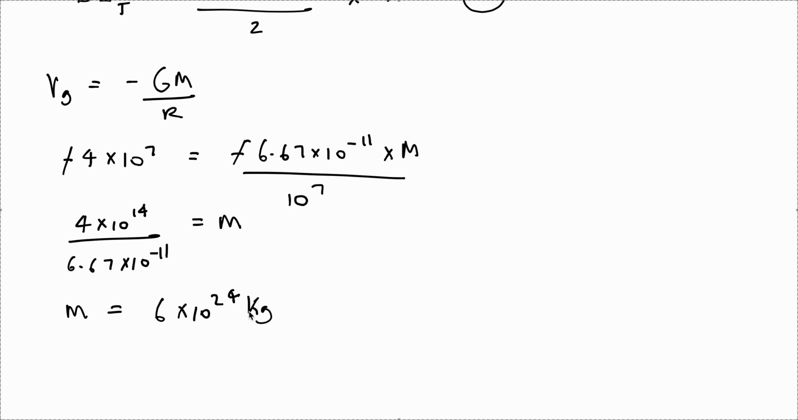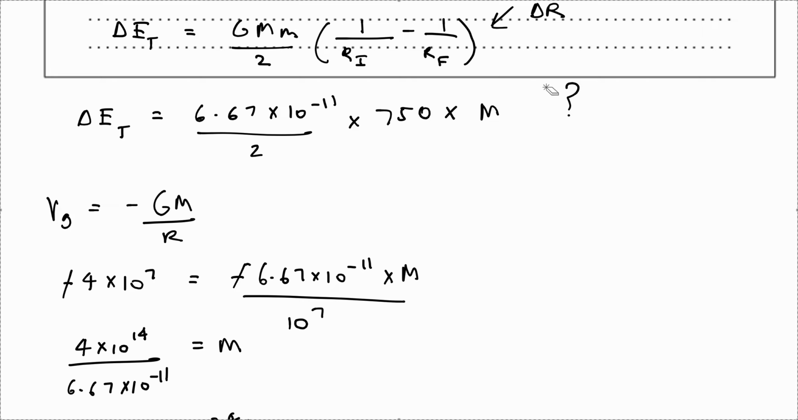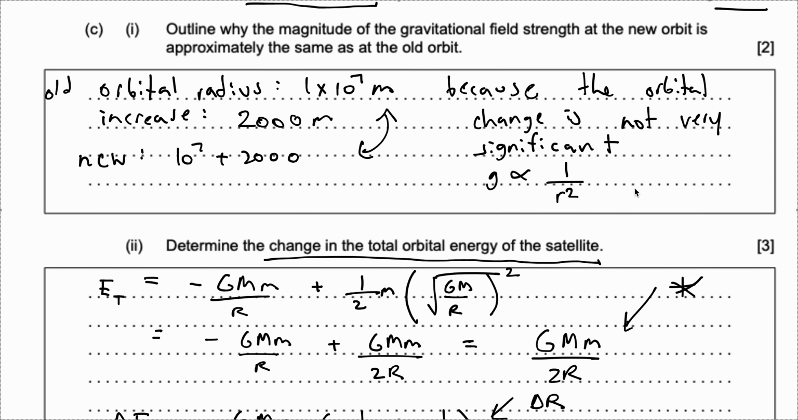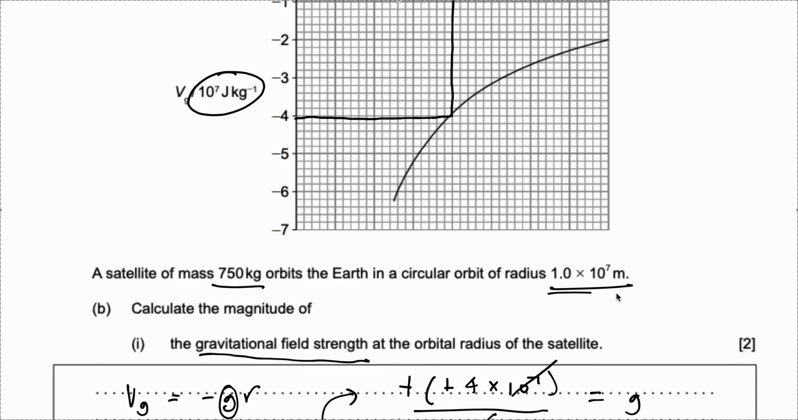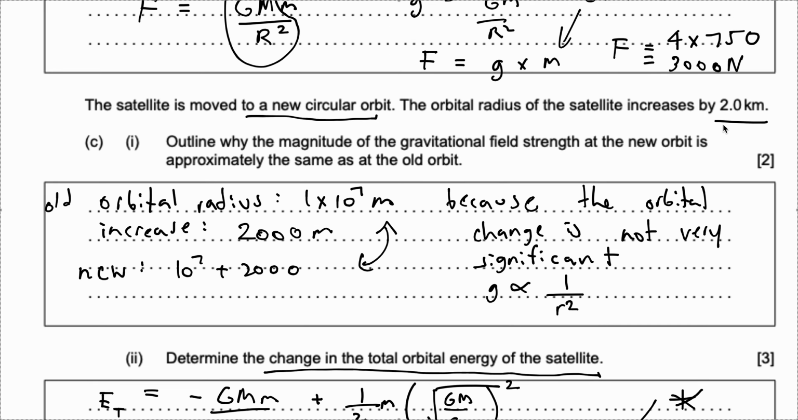Now that's the mass of the planet, which I'll substitute into this expression right here. It's 6 times 10 to the power of 24. Now we need to find the change in the radius. What was the initial radius? The initial orbital radius was 10 to the power of 7 right here, minus 1 over the new radius. The new radius is the old radius plus an additional 2000 kilometers.